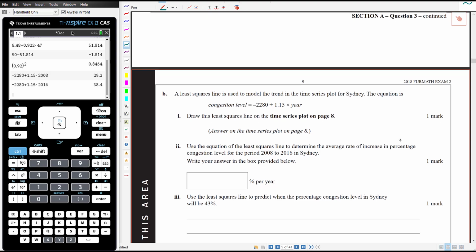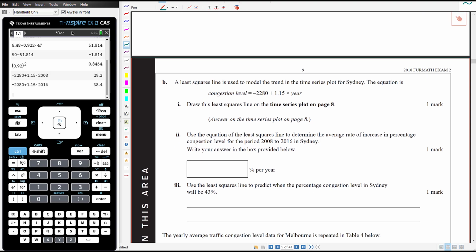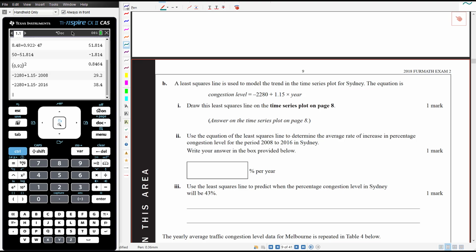That was part 1 of part B. Use the equation of the least squares line to determine the average rate of increase in percentage congestion level for the period 2008 to 2016 in Sydney. Write your answer in the box below. This is really just asking you for the slope of the line, so it's about understanding what that sentence is saying. As the year increases by 1, the congestion increases by 1.15% on average.